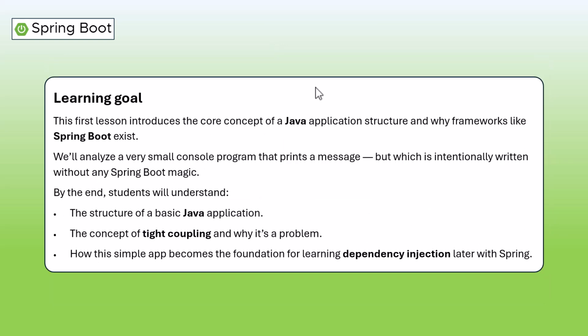Learning goal. This first lesson introduces the core concept of a Java application structure and why frameworks like Spring Boot exist. We'll analyze a very small console program that prints a message, but which is intentionally written without any Spring Boot magic. By the end, students will understand the structure of a basic Java application, the concept of tight coupling and why it's a problem, and how this simple app becomes the foundation for learning dependency injection later with Spring.